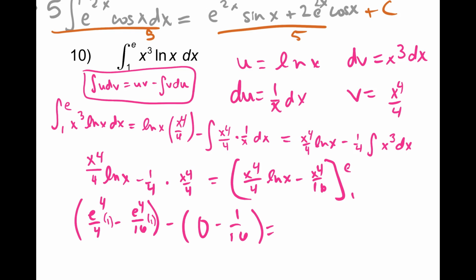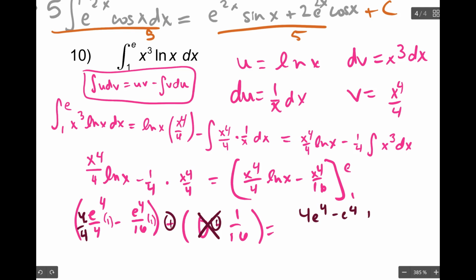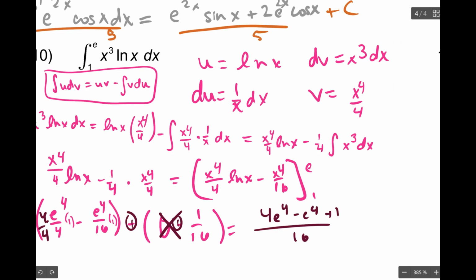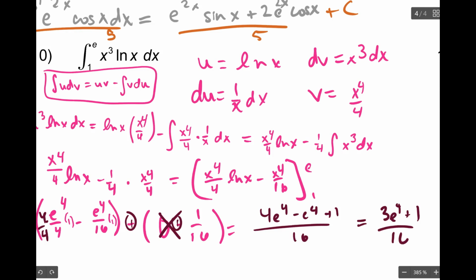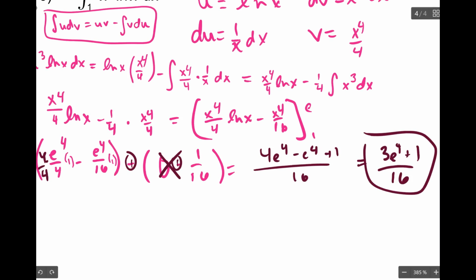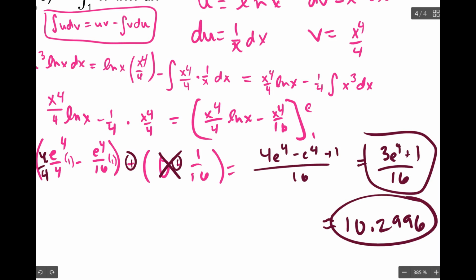No. Nice try. We're almost done. We have to get the same denominator on the bottom, and this guy just goes away. Negatives here go to a positive. So we have 4 e to the 4 minus e to the 4 plus 1, all over 16. Simplify that, it goes to 3 e to the 4 plus 1 over 16. Done. You're right about the power of the mind. It's equal to about 10.2996. There you go.